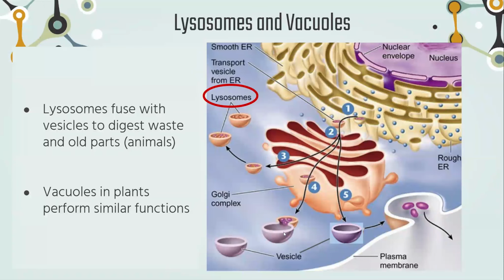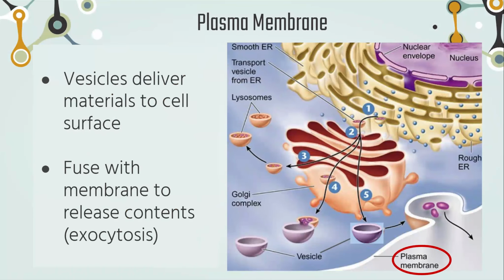parts of the animals. Plants have a similar organelle to lysosomes called smaller vacuoles. And they also perform similar functions such as digesting waste and old parts. Vesicles not only deliver materials throughout the cell and fuse with the Golgi apparatus and lysosomes, but they also fuse with the plasma membrane to get rid of these things that the cell doesn't need.